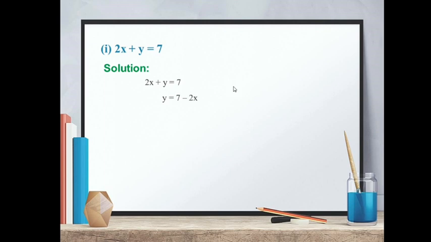Here it is given 2x plus y equals 7, and this can be written as y equals 7 minus 2x. It means I have transferred this 2x to the right side, and plus 2x has become minus 2x. So put x equals 0, we get y equals 7 minus 2 into 0, which is equal to 7 minus 0, that equals 7.